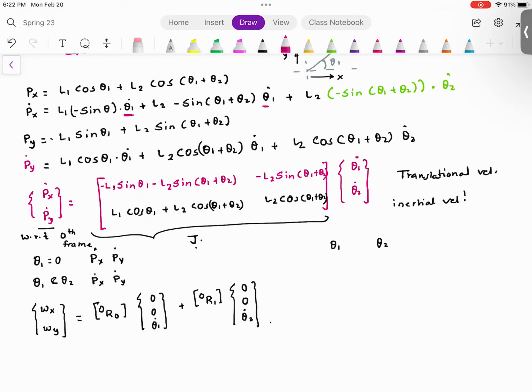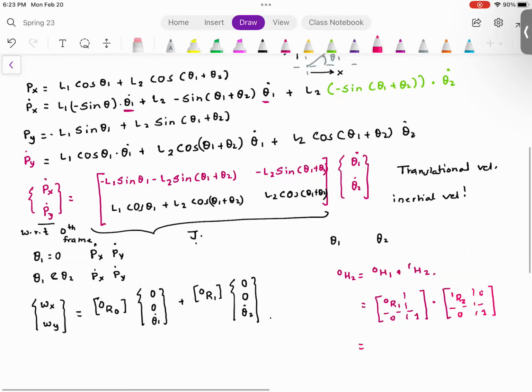Remember, when we performed the forward kinematics, the way we did it is 0H2 is equal to 0H1 multiplied by 1H2. If you look at 0H1, this matrix was 0R1, and then we had zeros here, and there was Px, Py, Pz. Multiplied by 1H2, which is 1R2, 0, and then there were Px, Py, Pz, and 1 here. When we performed this multiplication, we got the overall transformation that talks about the orientation and the translation.